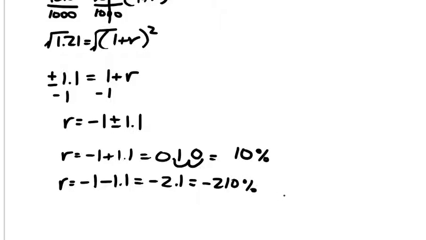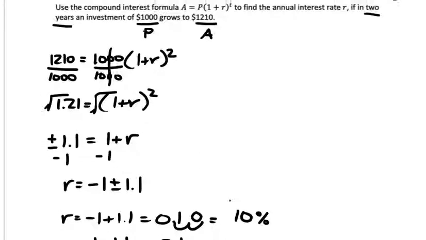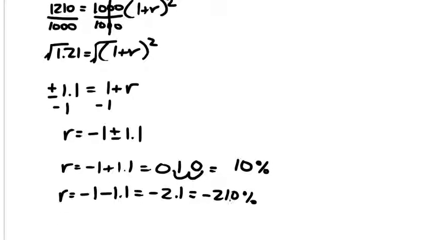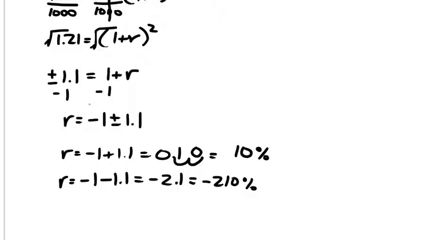Now, that doesn't really make sense because if the interest rate were negative, then the value of my investment would be decreasing. But it didn't decrease, it increased by $210. So I can't have a negative percentage in this situation. That doesn't make sense. So a lot of times in real world problems that have quadratic equations, you get two answers, but one of the answers doesn't make sense in the context of the problem, and so you can just disregard it. And so my answer here would be 10%.